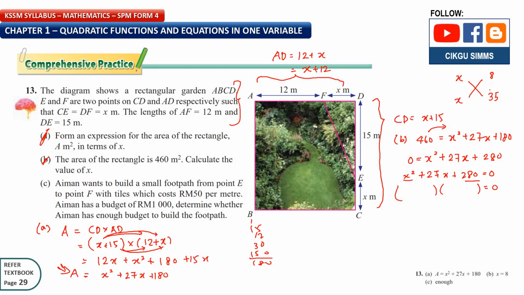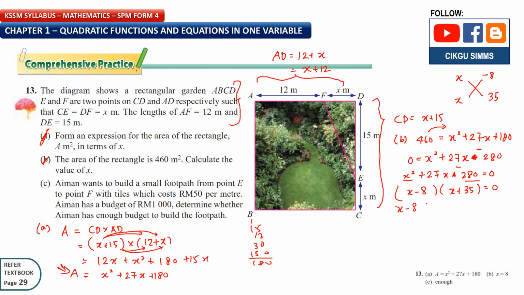Okay, I think I got it. Oh sorry, this one, plus 180 minus 460, this one is minus. That's why this one should be minus. So 35 minus 8, you get 27. Okay, so x minus 8, x plus 35 equal to 0.